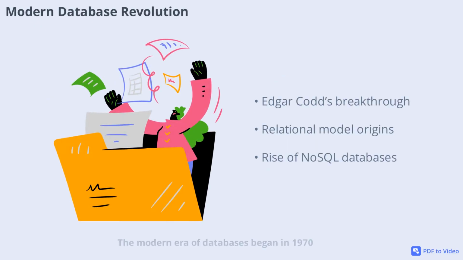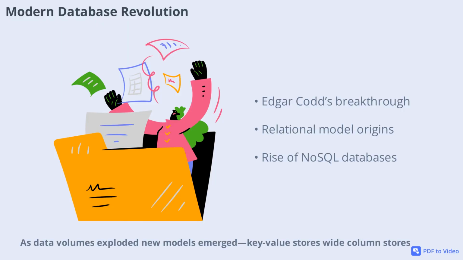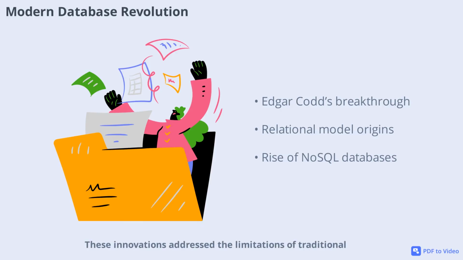The modern era of databases began in 1970, when Edgar Codd introduced the concept of data independence. This idea separated the logical view of data from its physical storage, making databases more user-friendly and adaptable. Codd's relational model, based on tables, became the foundation for most database systems. As data volumes exploded, new models emerged: key-value stores, wide-column stores, document stores, and graph databases, collectively known as NoSQL. These innovations addressed the limitations of traditional systems and enabled the management of massive, diverse datasets.